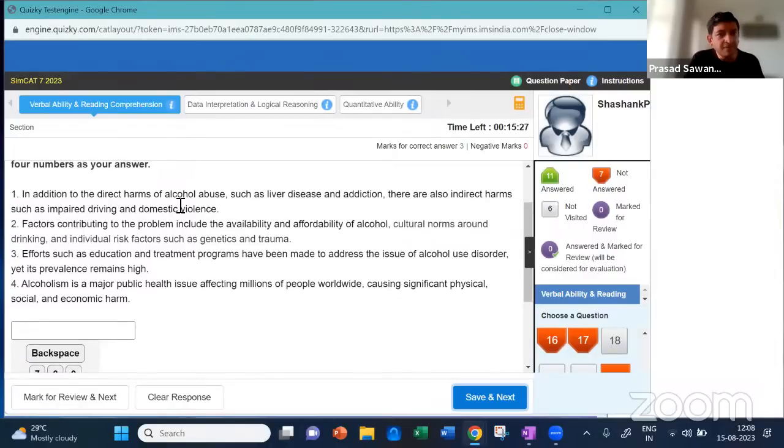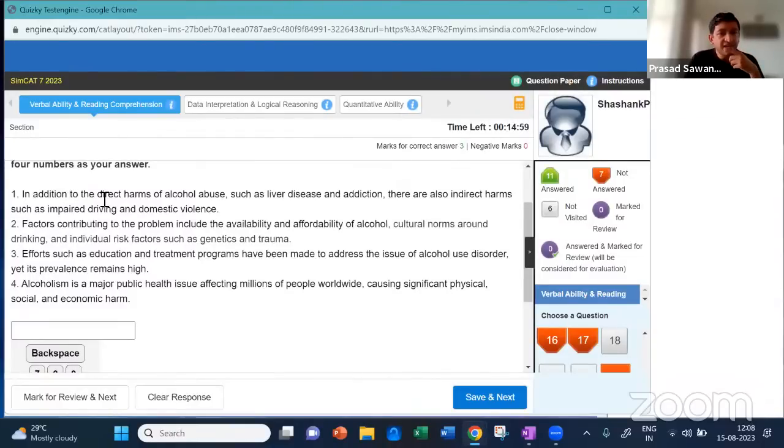In addition to the direct harms of alcohol abuse, such as liver disease and addiction, there are also indirect harms, such as impaired driving and domestic violence. Okay, so we are talking about harms. Factors contributing to the problem, which problem we don't know. Efforts such as education have been made to address the issue of alcohol use disorder, yet its prevalence remains high. Okay, 4 is a good opening because we're talking about alcoholism as a major public health issue, which is fine. Yes, so 4 is good.